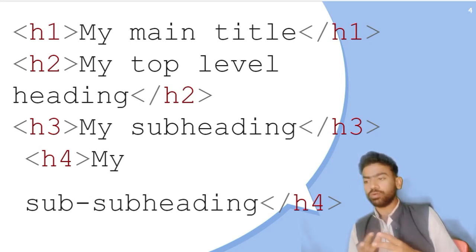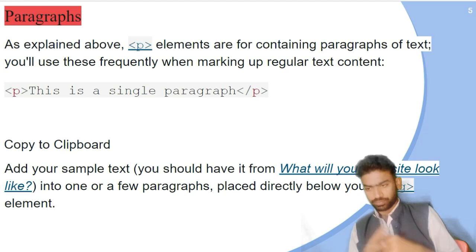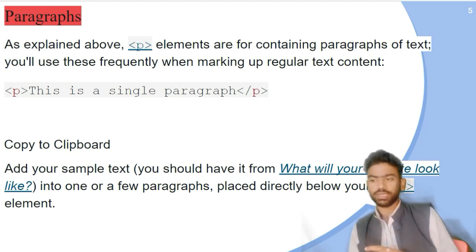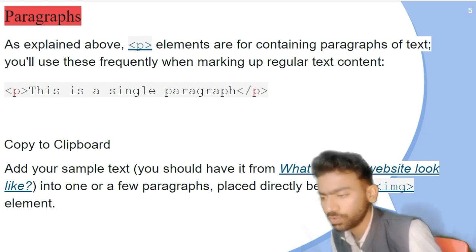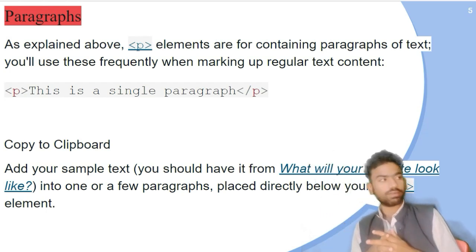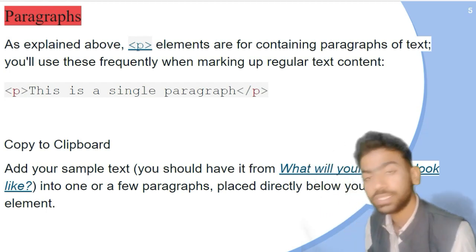As explained above, the p elements are for containing paragraphs of text. You will use these frequently when marking up regular text content. This is a single paragraph. Copy to clipboard. Add your sample text. You should have it from what your website looks like, in one or a few paragraphs placed directly below your image element.